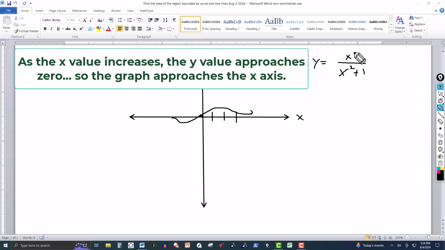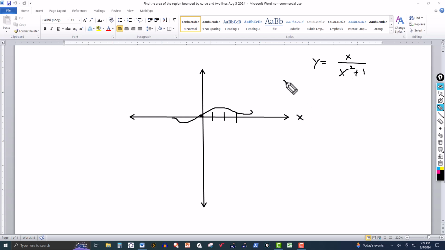So we want the region bounded by this graph, the line y equals 0, which is the x-axis, and the vertical line x equals 3. So let's say x equals 3 there. We want this region right here. That's the area we're looking at. Because of the given information, the definite integral will go from 0 to 3. So again, the area of this region will be a definite integral from 0 to 3.